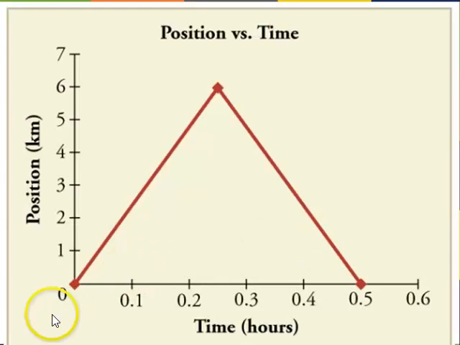So if you make now a plot of position versus time for that same example from Give It a Try, you start at 0 position, you get to the grocery store, it's 6 kilometers away, and that's in 15 minutes, so 0.25 hours.